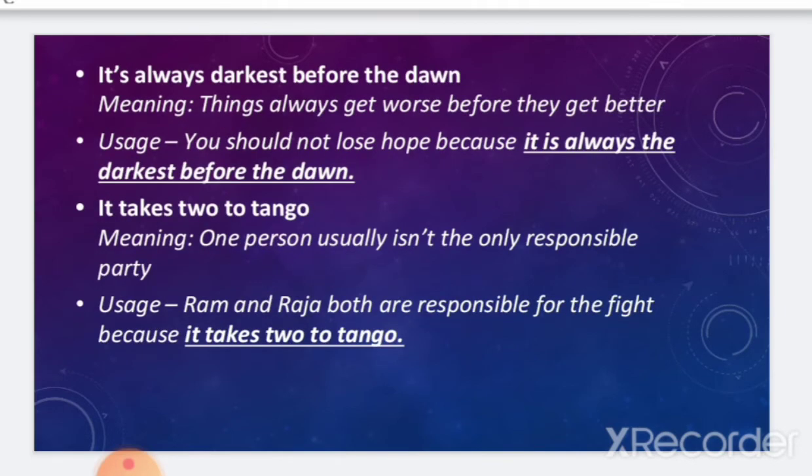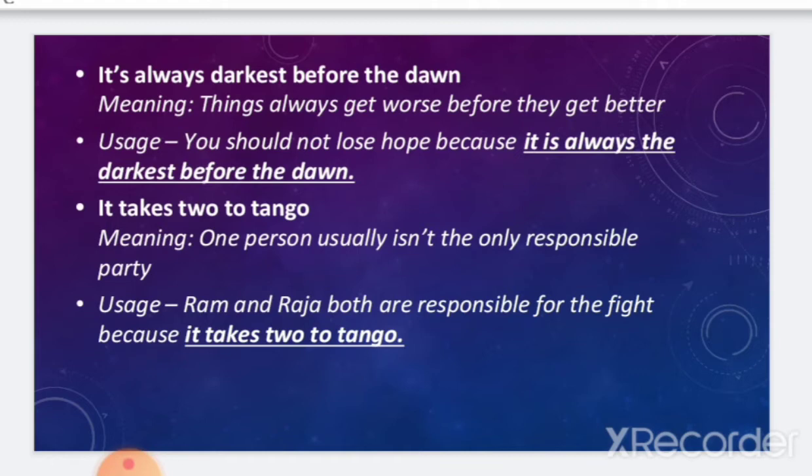Next idiom: it's always darkest before the dawn, meaning things always get worse before they get better. Usage: You should not lose hope because it is always the darkest before the dawn. Next idiom is it takes two to tango, meaning one person usually isn't the only responsible party.